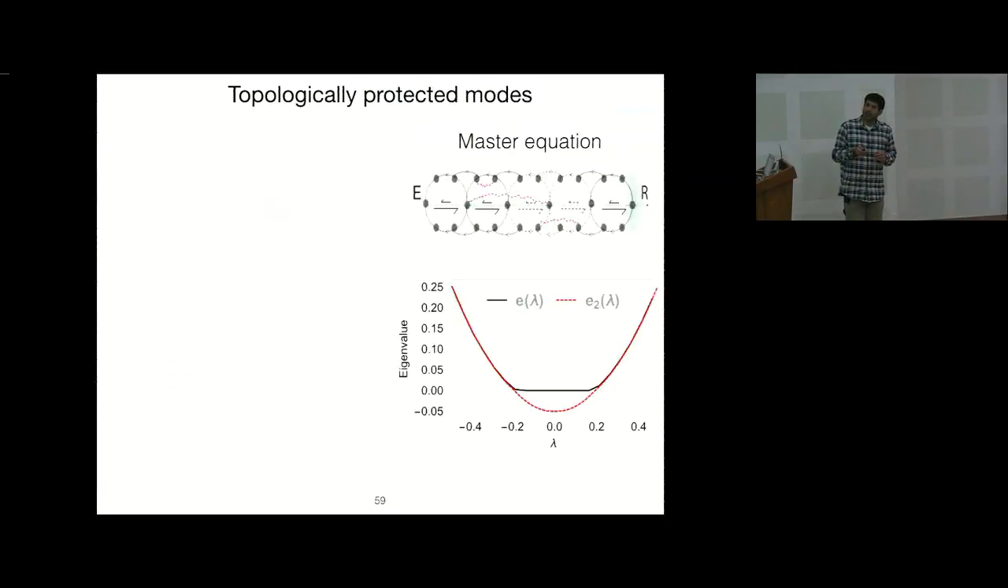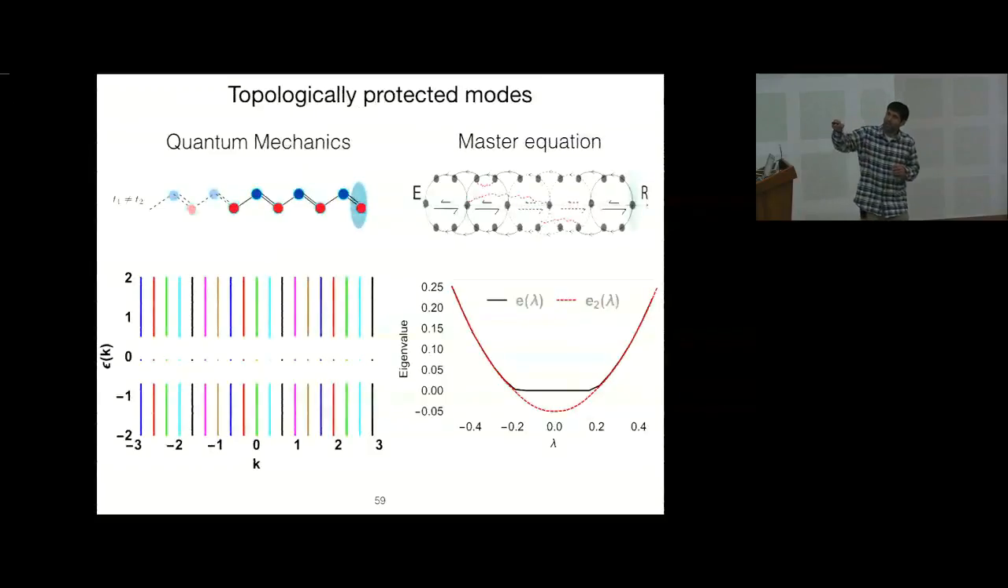And so by using this quantum-classical isomorphism, if I were to look at the band structure of the dynamical matrix for this master equation, the band structure has a gap between the largest and the next largest eigenvalue, and this gap ends up protecting the steady state eigenvalue. This is again very similar to what happens in quantum mechanical systems.